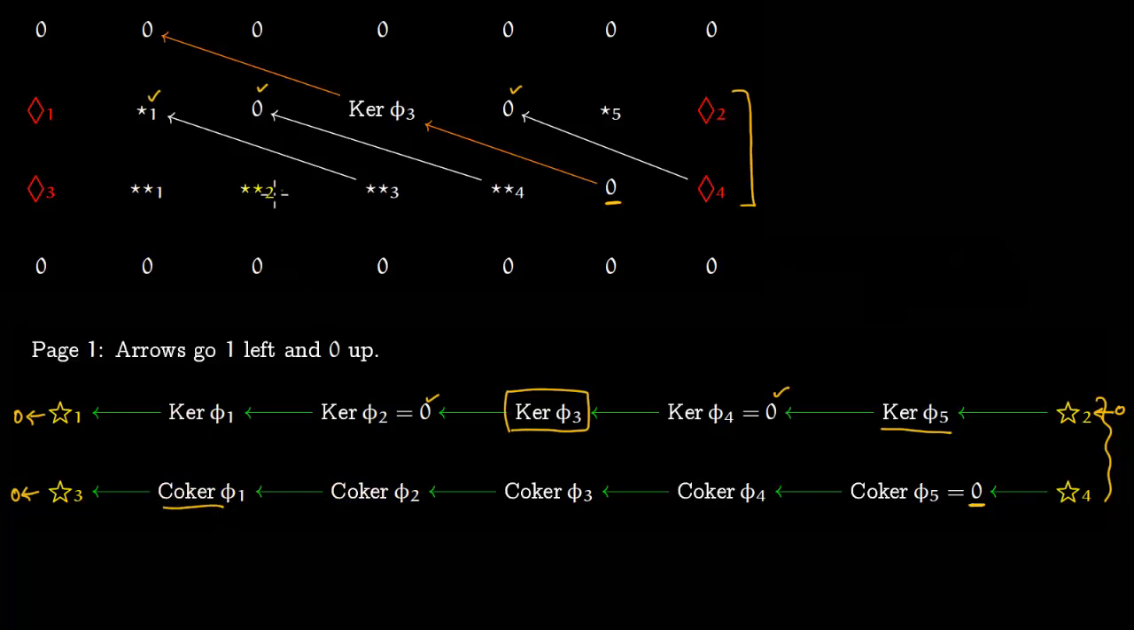Homology here you write as double star 2. Homology here you write as double star 3. Homology here you write as double star 4. Now notice that we have to prove that kernel of phi 3 is 0.